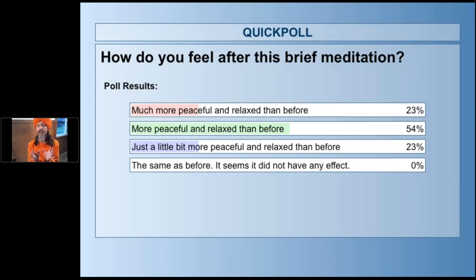All right, so we did a very short meditation. And 23% of you feel much more peaceful and relaxed than before. Good. 54% feel more peaceful and relaxed than before. 23% just a little bit more peaceful, and 0% the same as before. So it seems that all of you got a little bit of benefit from it. And it was really short, just a few minutes. And maybe you were not in the best position, place for the meditation. So I think it's a very good result.